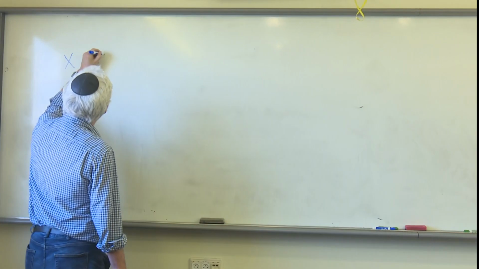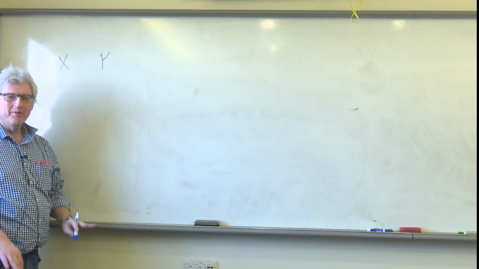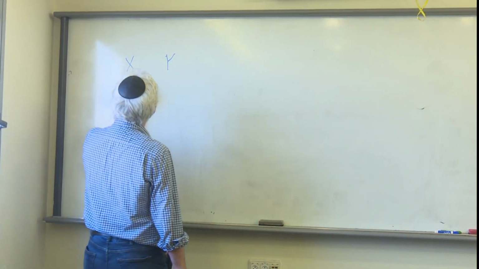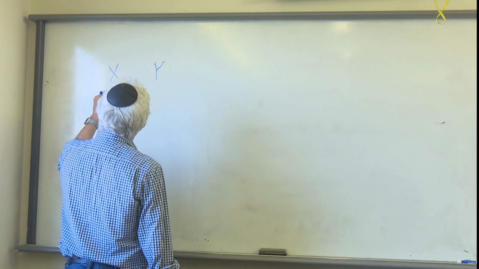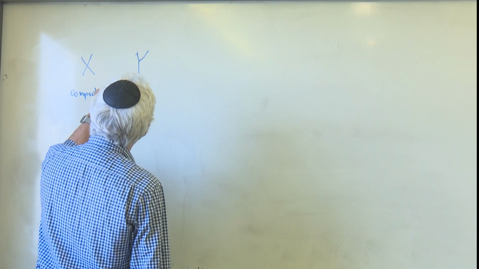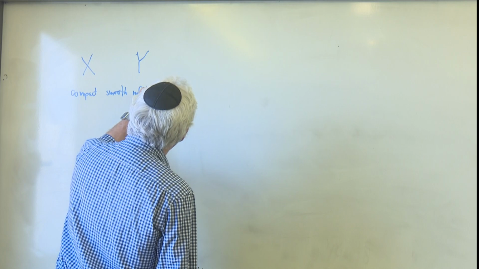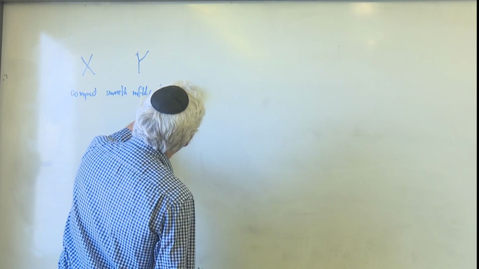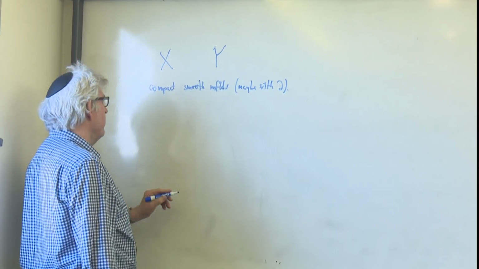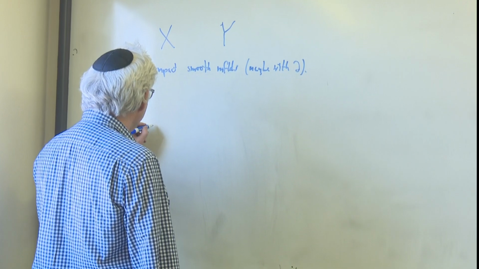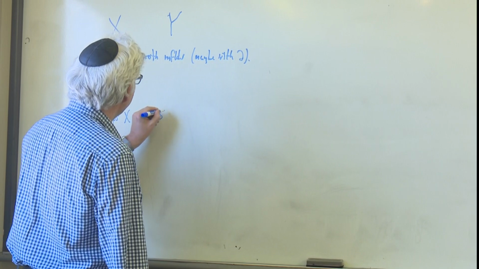Okay, so we have x and y. I'm not going to make the mistake of having z around anymore. It was too confusing. So these are, say, compact smooth manifolds, maybe with boundary, just so that I don't have to say words. And what we were doing was looking at the maps from x to y.